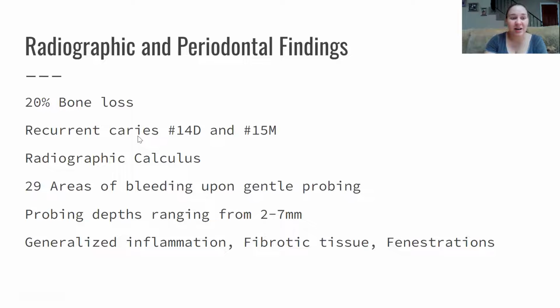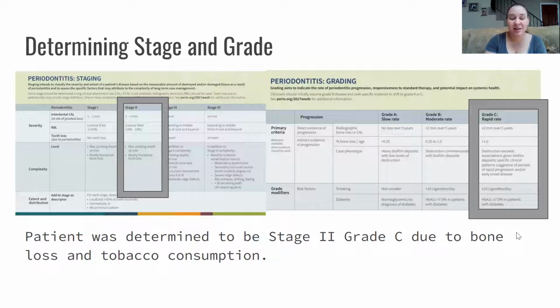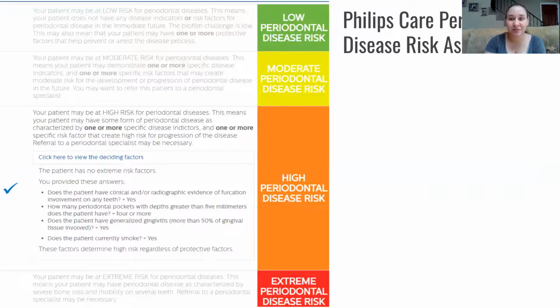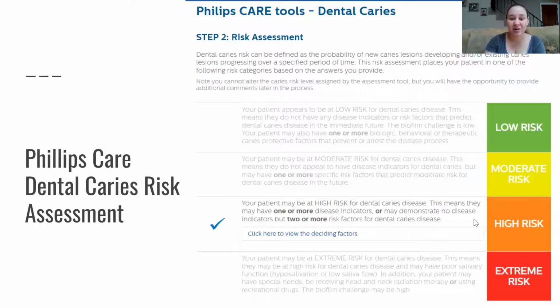Radiographic and periodontal findings, as I pointed out, about 20% to 30% bone loss. Radiographic calculus, BOP, fibrotic tissue, fenestrations. They were a stage 2, grade C. Stage 2 because of the amount of bone loss, 20 to 30%, and grade C because of the heavy tobacco consumption. This is the Philips Care periodontal risk assessment, which also agreed they were a high periodontal risk. It also agreed they were a high risk of dental caries.